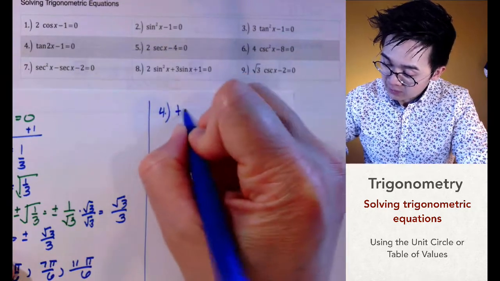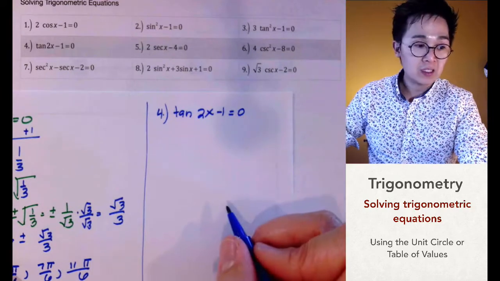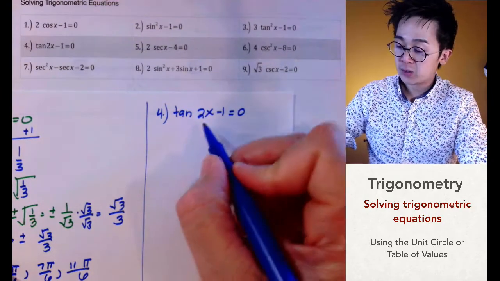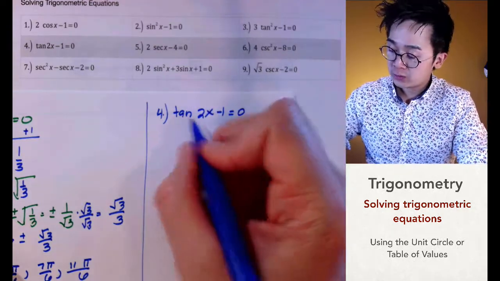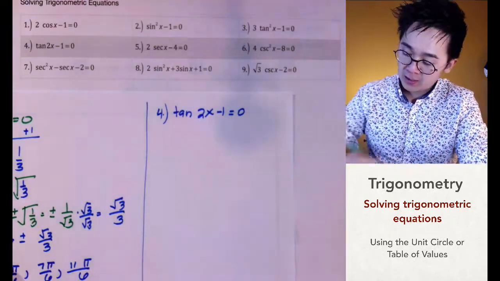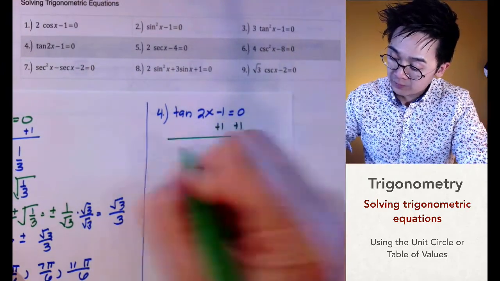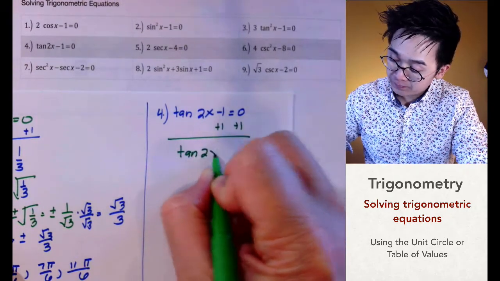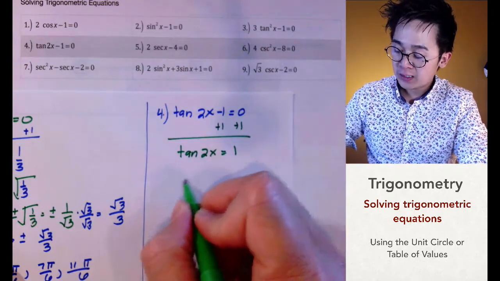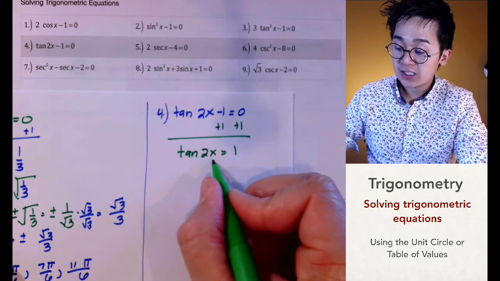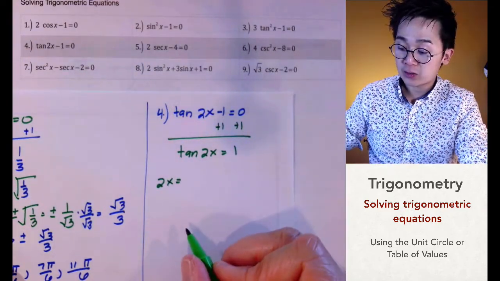And we have tangent 2x minus 1 equals 0. Now this one will be a little bit different from the other 3 problems because we have a coefficient on our variable x. So we're going to solve this out just like how we solved the first 3 problems. So we add 1 on both sides and have tangent by itself. And since tangent is now by itself, but we have 2x, all we need to do is find all the values of tangent x equal to 1, and we're going to be equating it to 2x.